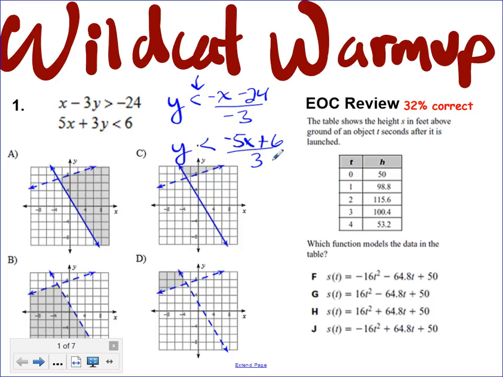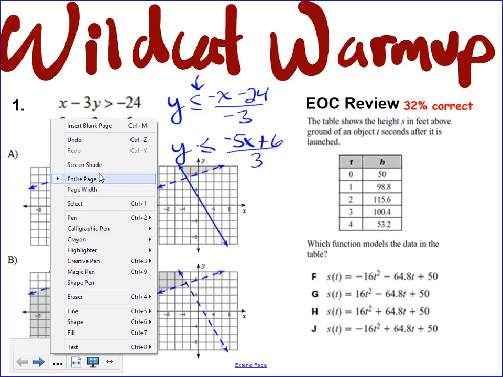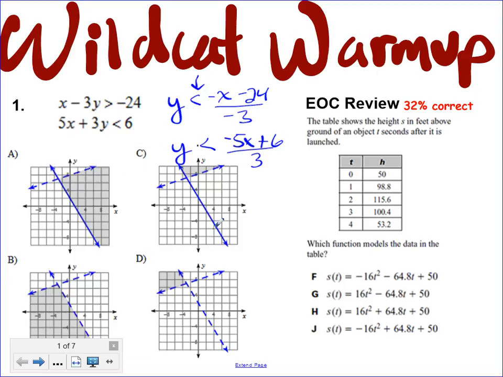When you graph them, do either of these have a line underneath? No. So what kind of graphed lines will they be? Yeah, they're both going to be dotted lines. So it can't be A, can't be C, because they have solid lines.